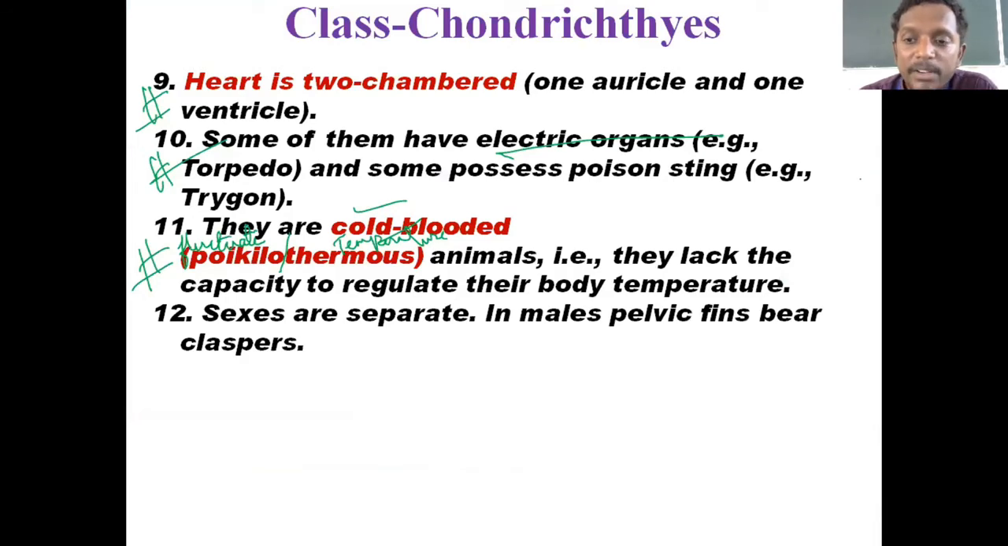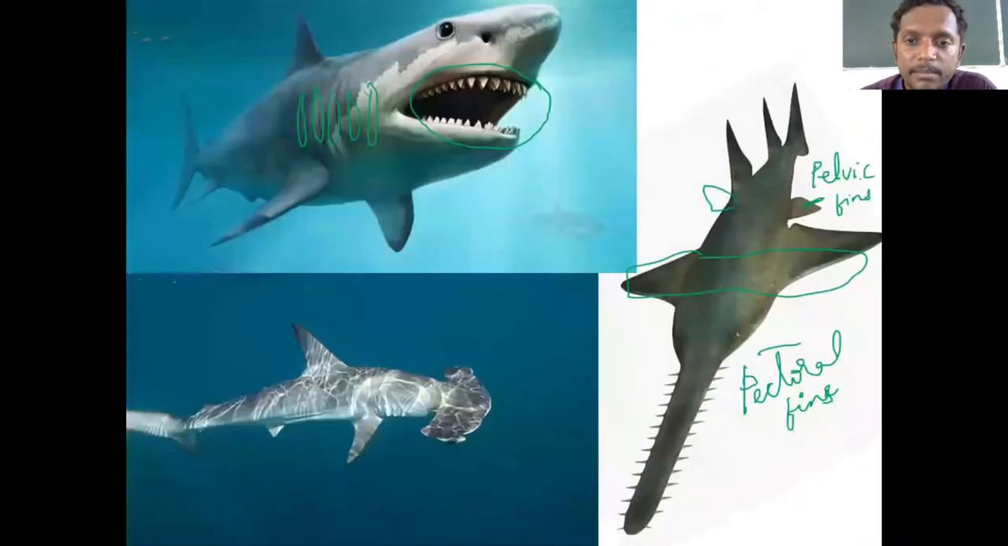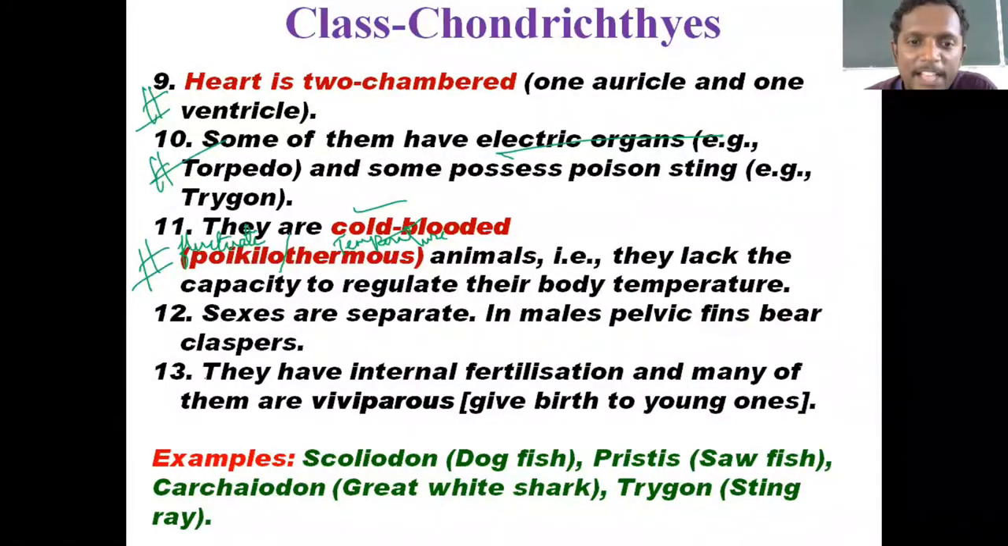So in males, pelvic fins bear claspers. Means in this region of pelvic, near the hip region, they will be having a structure like this on both sides, that will help during mating or reproduction. Claspers help during mating. And the last general character, if you see, they have internal fertilization.